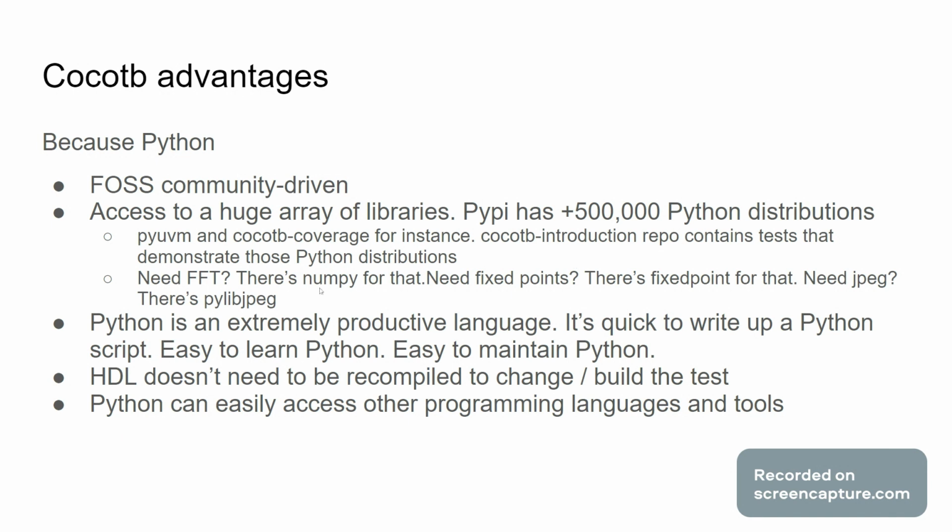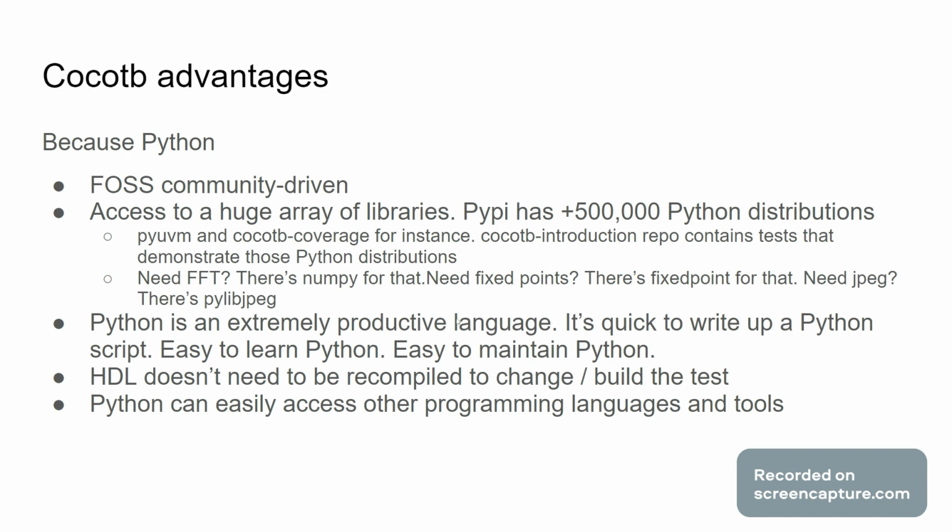from my experience how close it is to the VHDL fixed point libraries, but I would imagine it's pretty close, if not bit accurate. Hopefully, it is bit accurate. We need a JPEG? Well, there's PyLibJPEG. There's any number of PyPI distributions that are very easily accessible using one of Python's packager tools like pip.